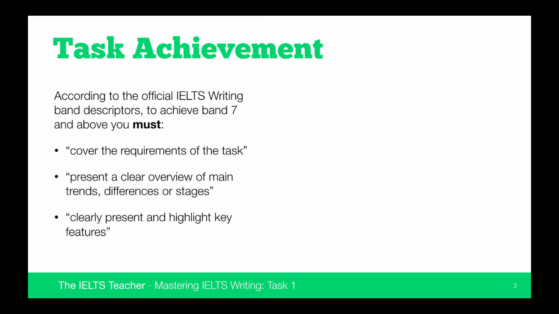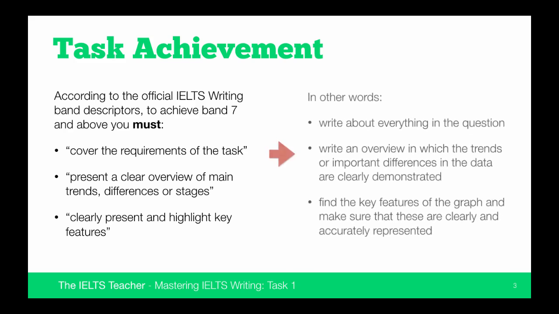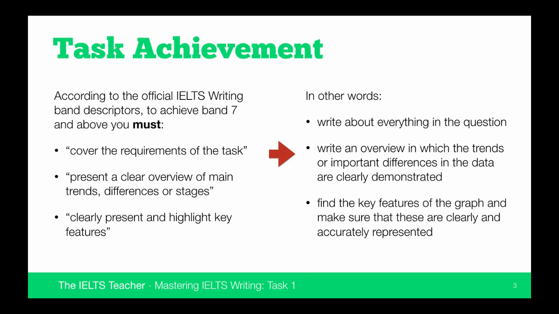So according to the official IELTS writing band descriptors, to achieve band 7 and above, you must cover the requirements of the task, present a clear overview of main trends, differences or stages, and clearly present and highlight key features of the graph. Now what does this mean in basic language? In other words, you need to write about everything in the question. Now that does not mean that you need to include every single piece of data. We'll be looking at that in a later lecture, but you do need to summarize and report the main features.